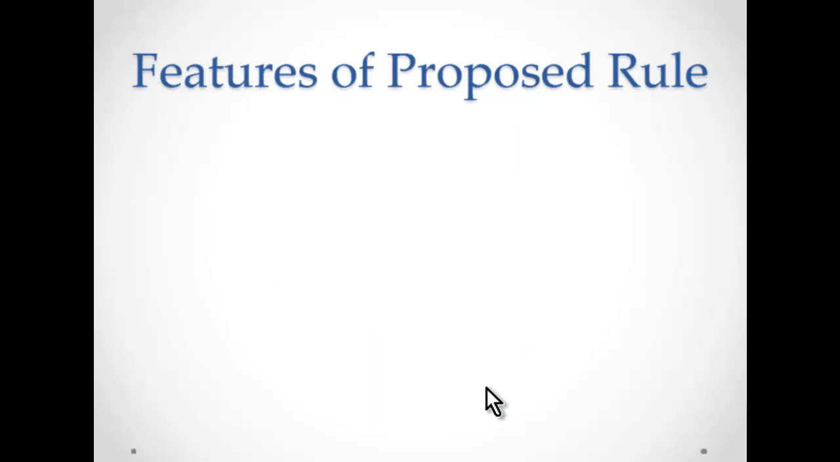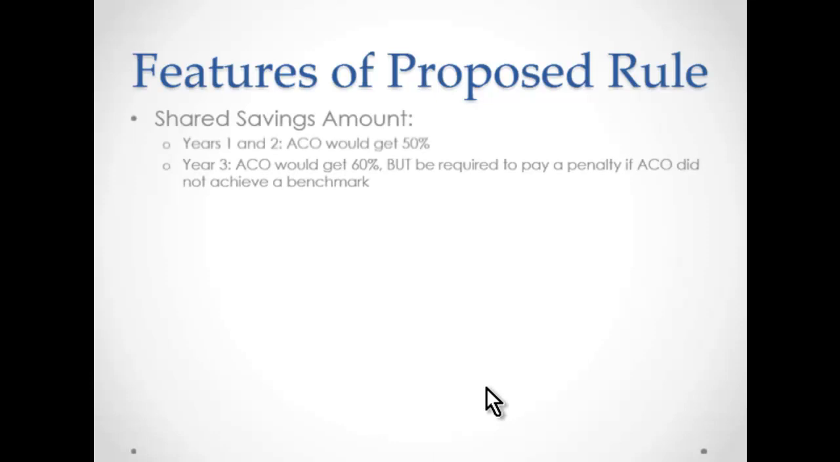So let's take a look first at the features of the proposed rule issued in March 2011, and then we'll look at the changes made in the final rule. Recall that the statute said that ACOs would enter into a 3-year agreement with HHS. Regarding the shared savings amount, the proposed rule said that in year one and two of this 3-year agreement, the provider would get 50% of any savings if the spending comes under the benchmark. And then in year 3, the ACO could get 60% of the savings, but during the 3rd year, the ACO would have to pay a penalty to HHS if spending exceeded the benchmark. So it created a lot of risk for the ACO during this 3rd year.